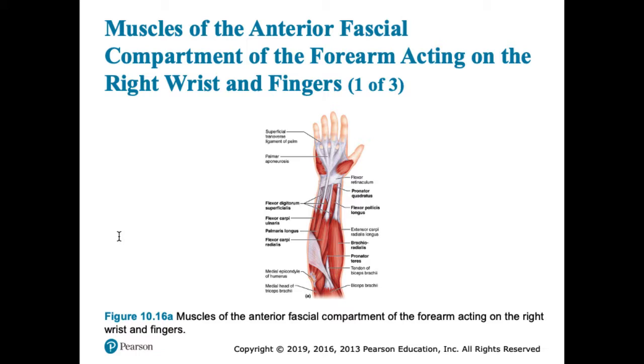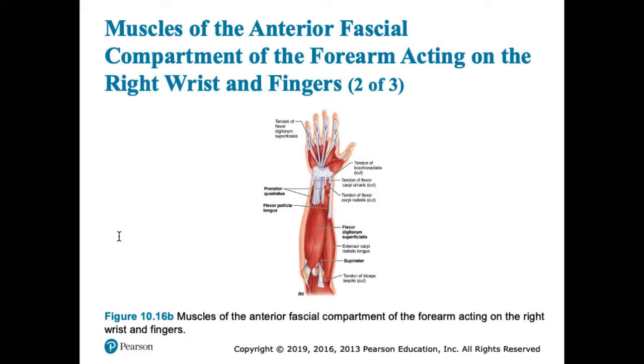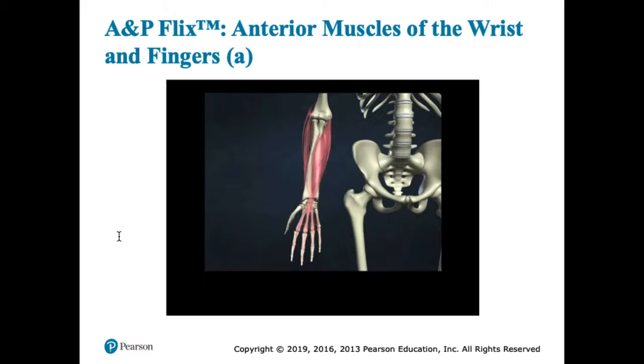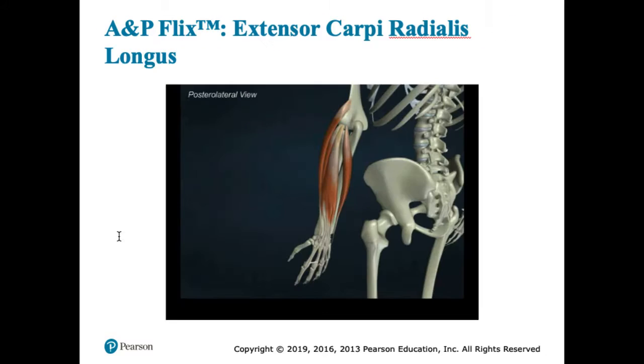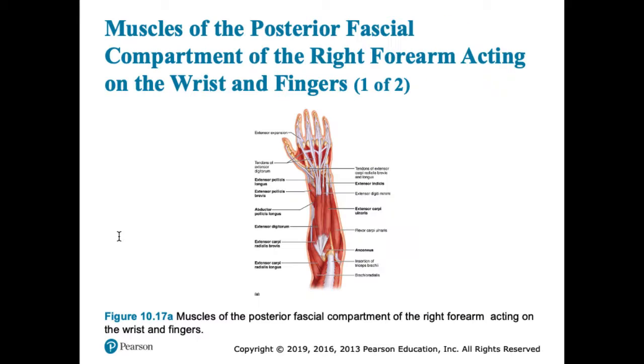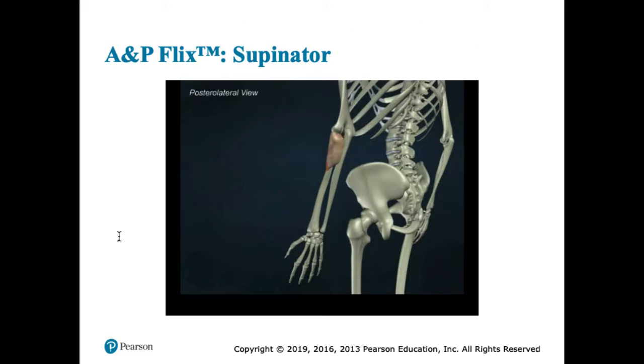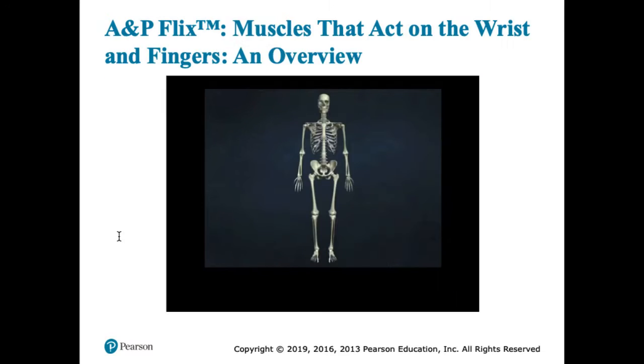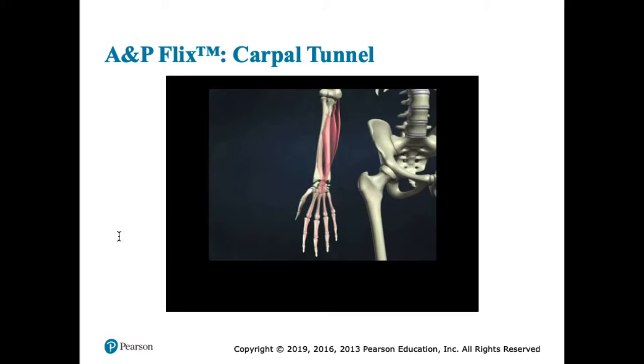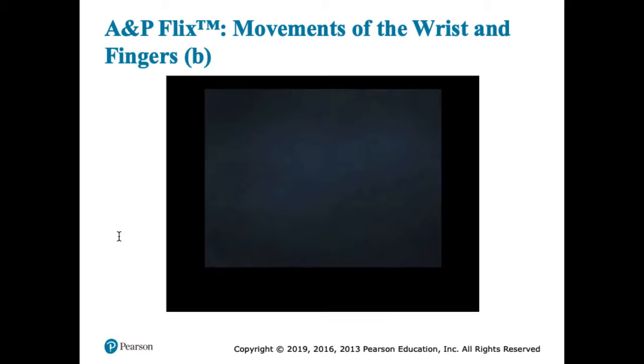And then, of course, looking at the anterior fascial compartment of the forearm, acting on the right wrist and fingers, making sure you understand each one of those, and the videos that are associated with those. So again, you're looking through each section. Same thing here, posterior compartment, and looking at each one of those videos. So you can see it's divided by section. My suggestion is take each section at a time as you're memorizing them.